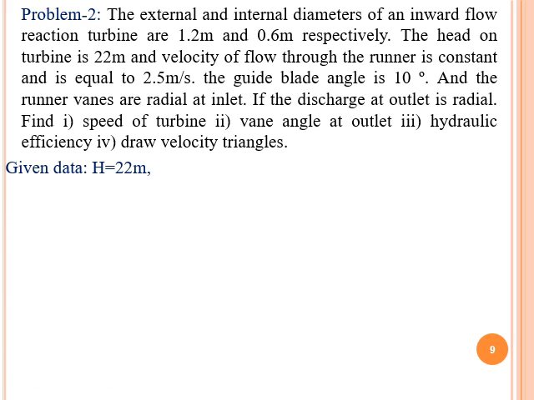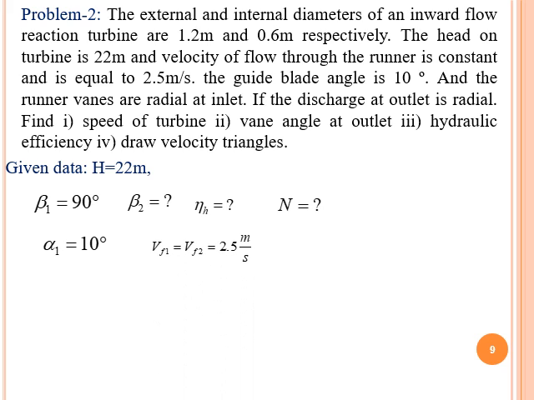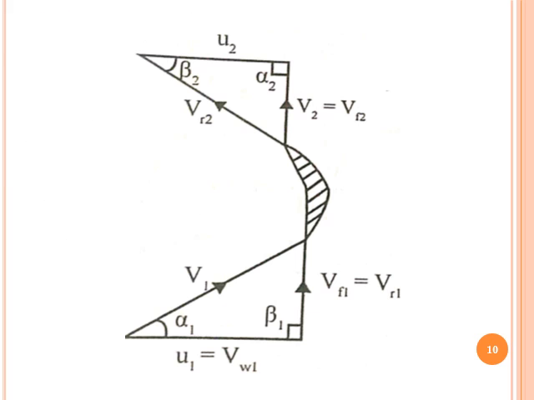Now write the given data here. H is 22 meter, beta 1 is 90 degree, beta 2 is unknown, you have to calculate. Hydraulic efficiency also we need to calculate. N we need to calculate, and alpha 1 is given as 10 degree and Vf1 is equal to Vf2 is equal to 2.5 meter per second. Diameter D1 is given as 1.2 meter, diameter D2 is equal to 0.6 meter. And this is a velocity triangle for the given conditions.